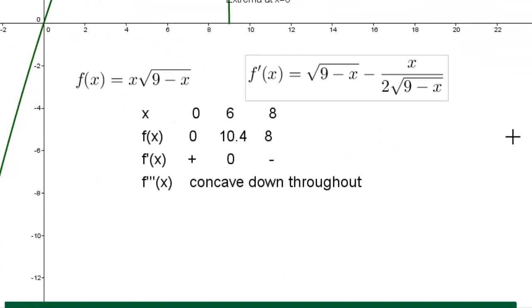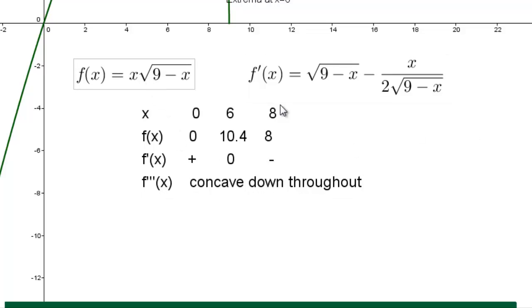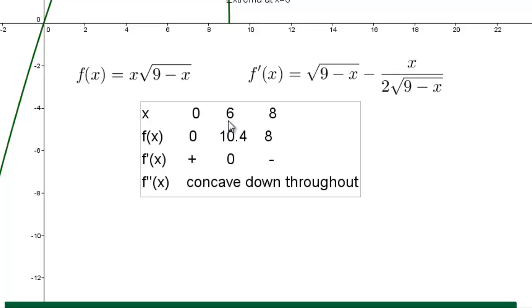So I'm going to make a table of values. The second derivative is really going to be a time-consuming business here, and it's not going to tell us much. So we're not going to fool with the second derivative other than to look at its overall concavity. So let's make a table and evaluate this. I know the extrema occurs at x equals 6, so I'm going to use x equals 6 as the center point of this analysis of this table.